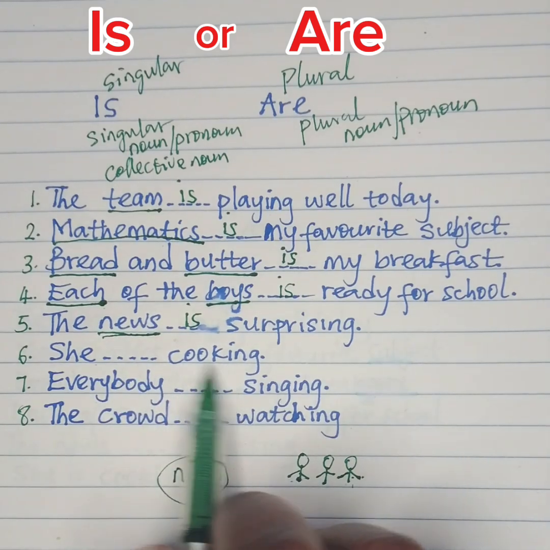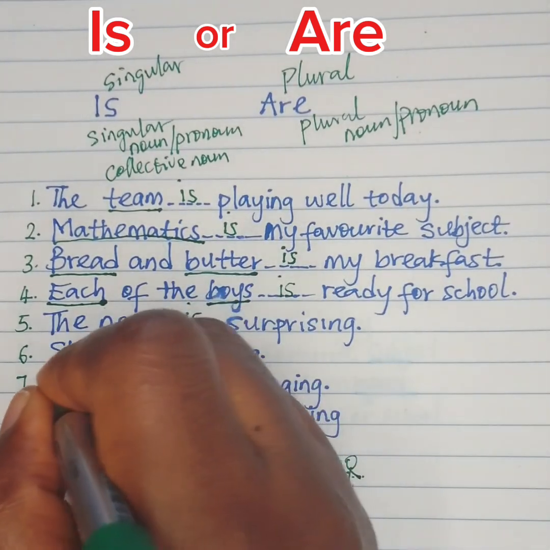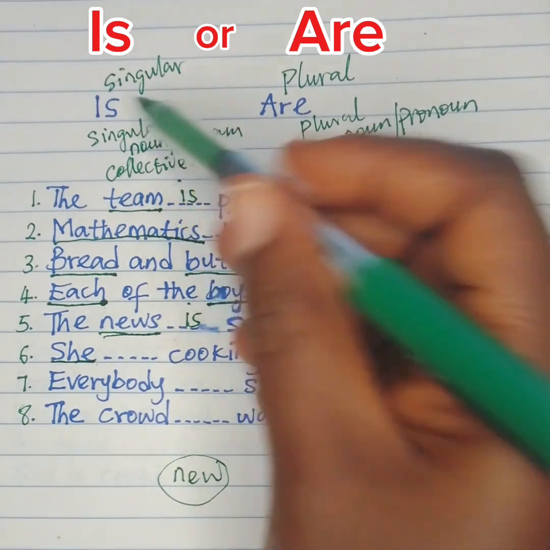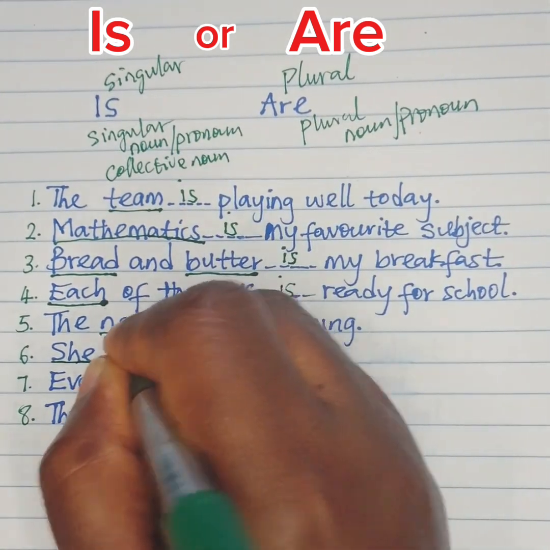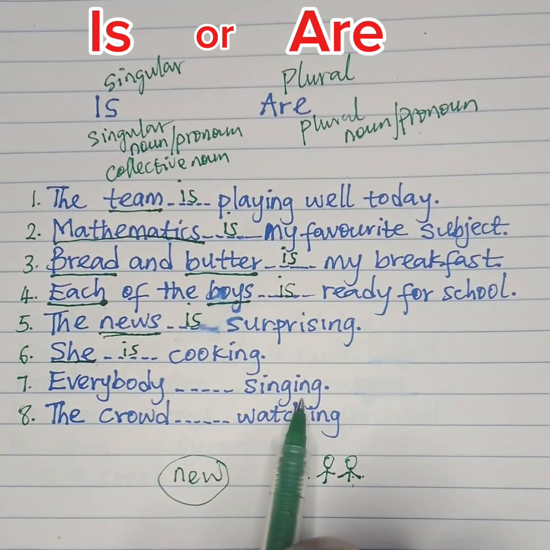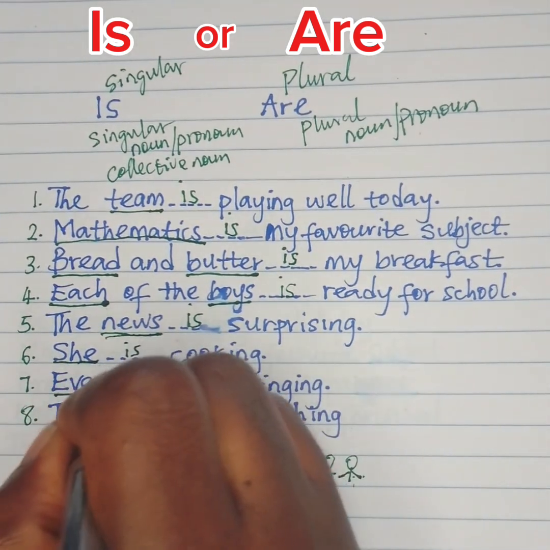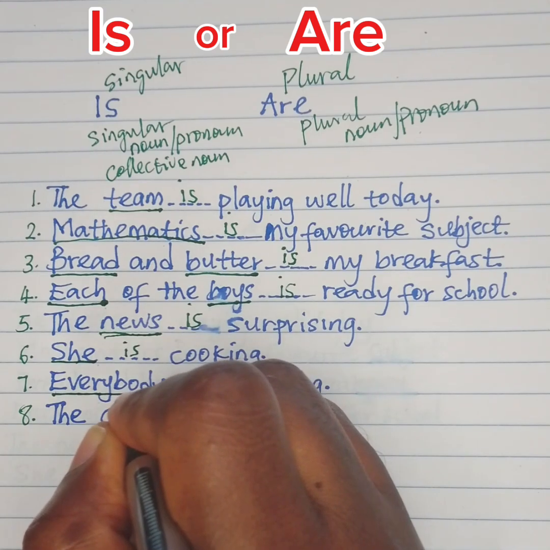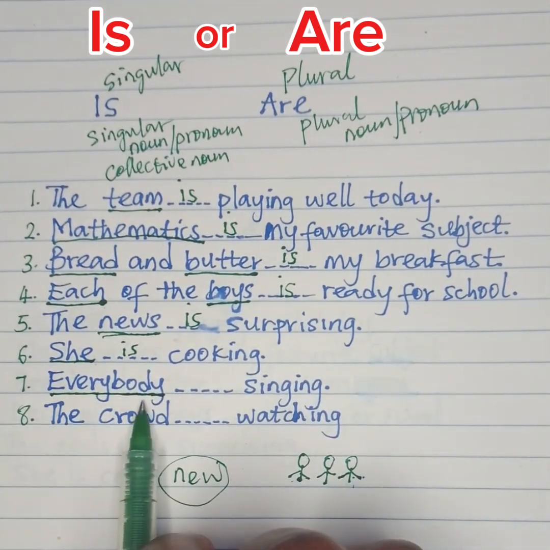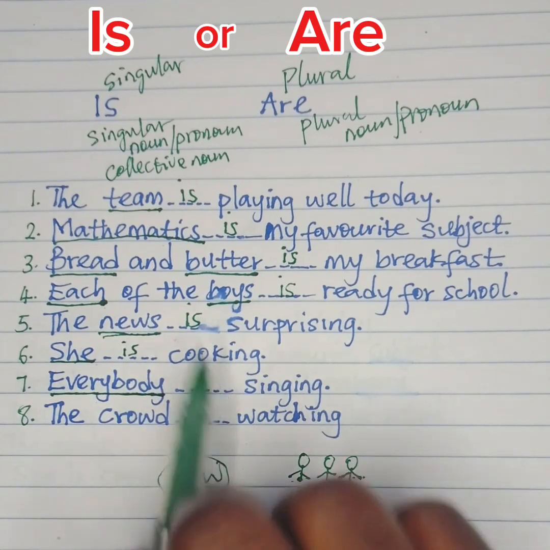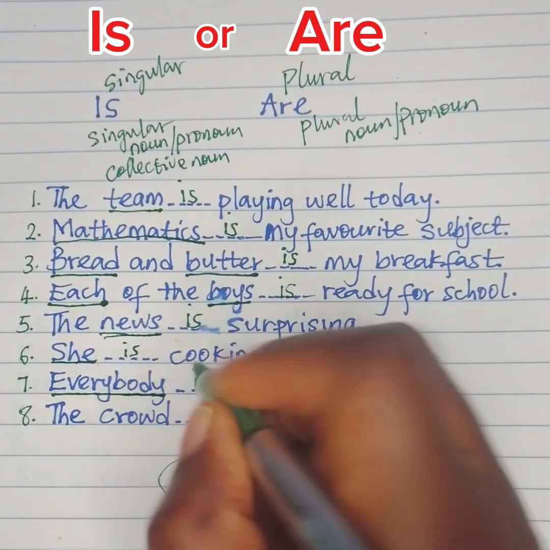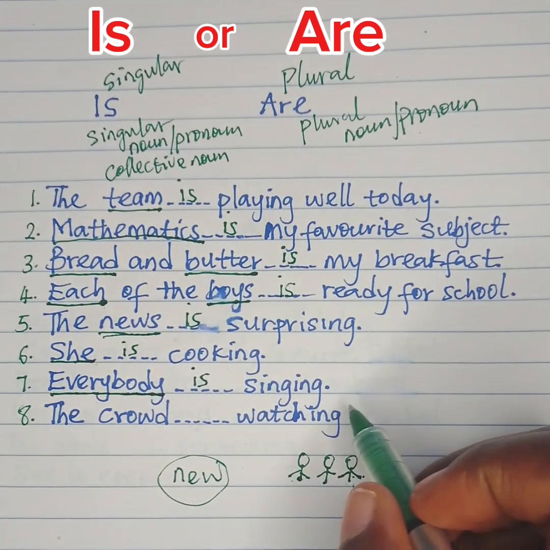She blank cooking. This is a simple one. She is a singular pronoun, so we use is. This is the only simple sentence here. Now, everybody blank singing. Everybody is a pronoun and it refers to individuals. Okay, so it is singular. For that reason, we use is. Everybody is singing. It refers to the individuals that are singing.